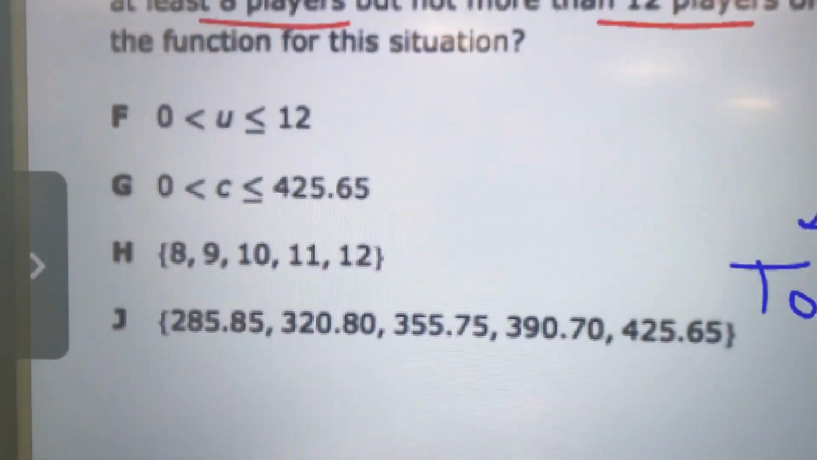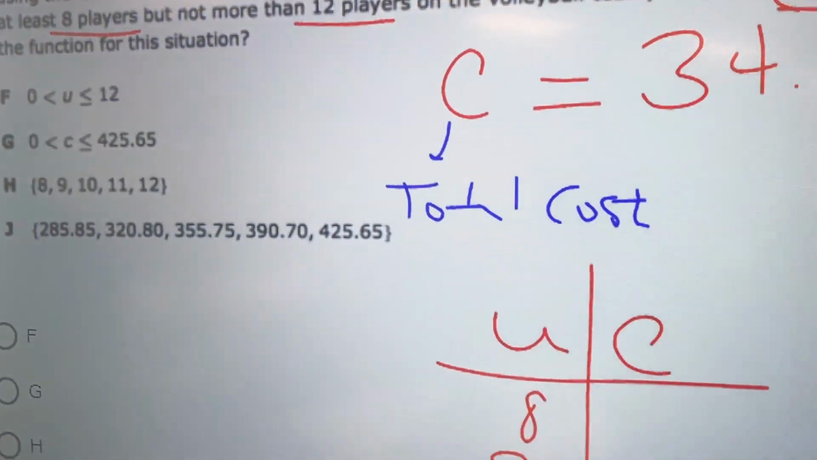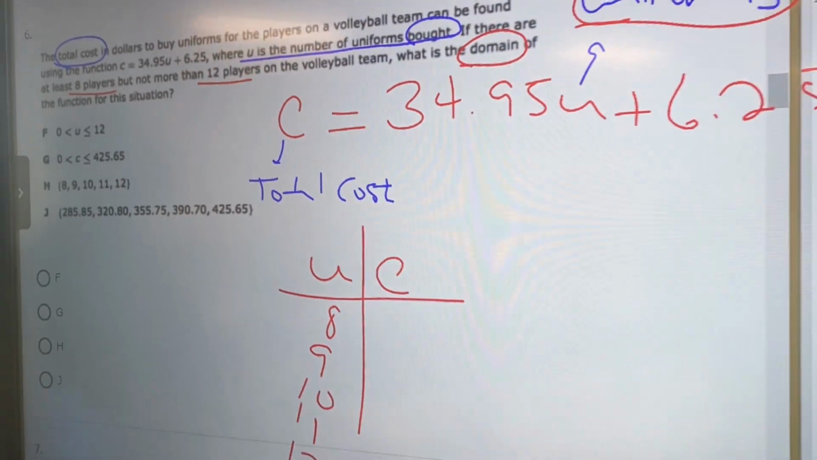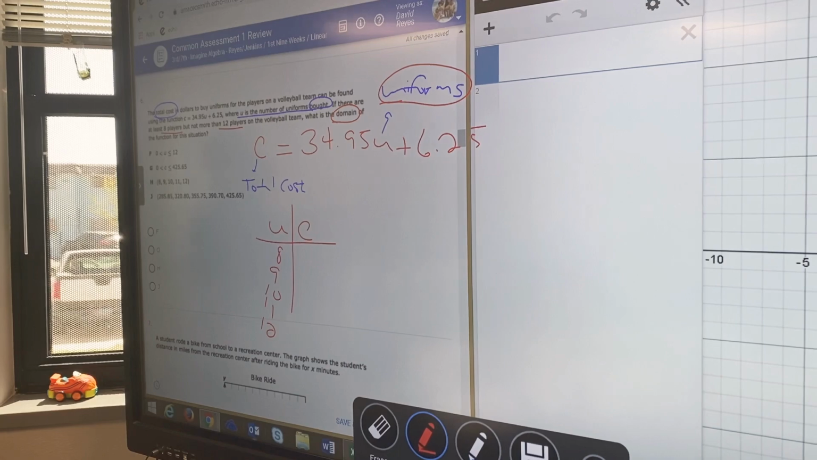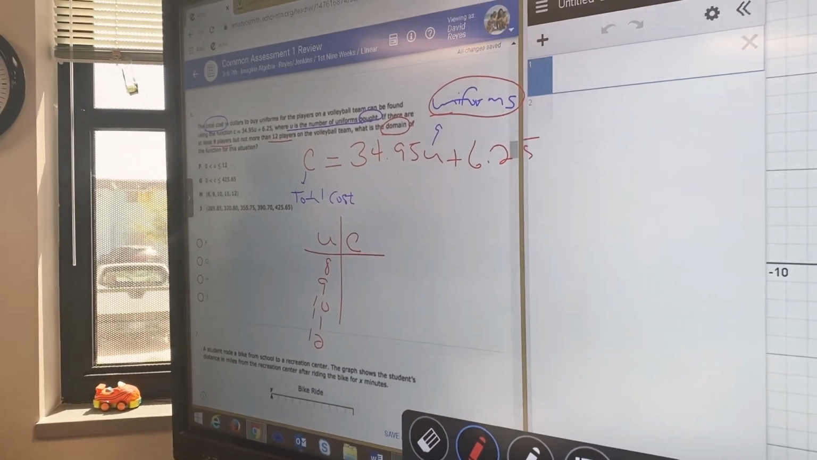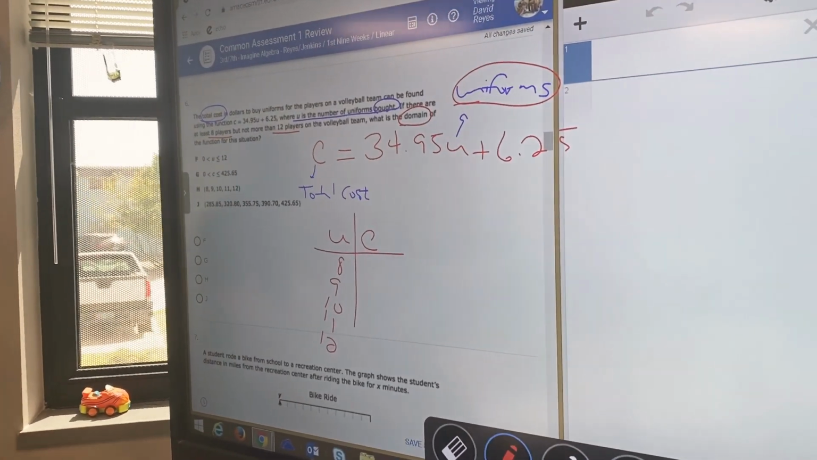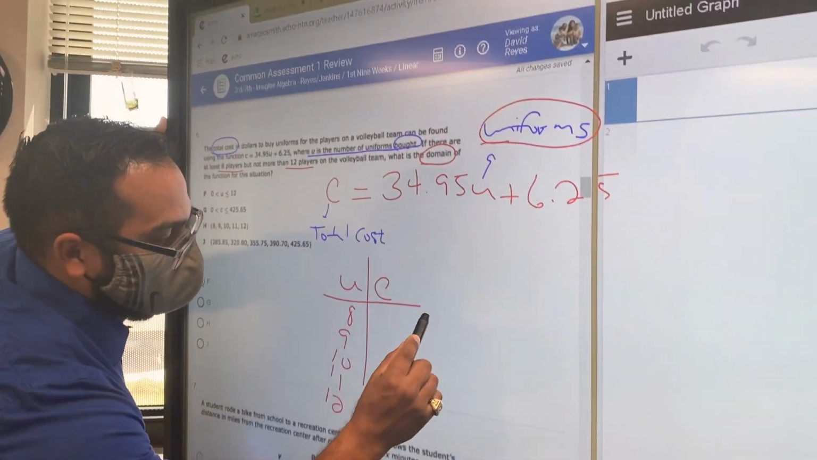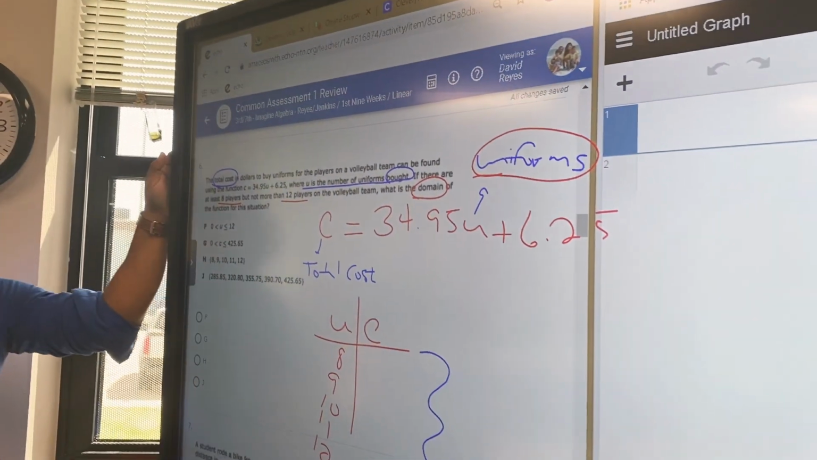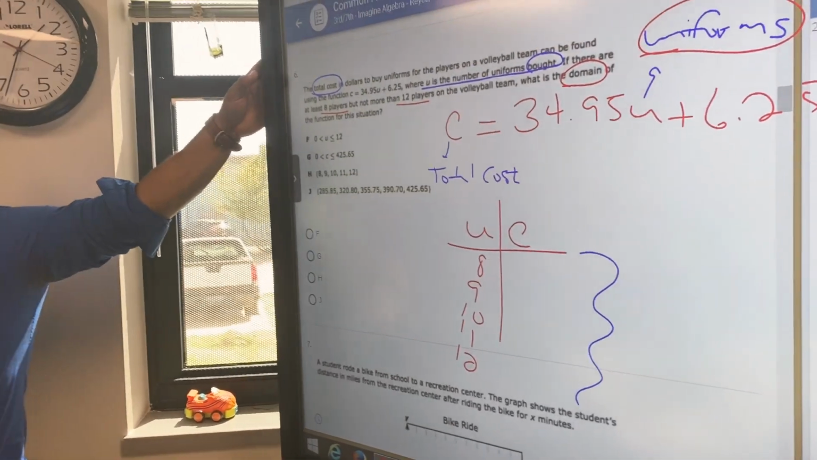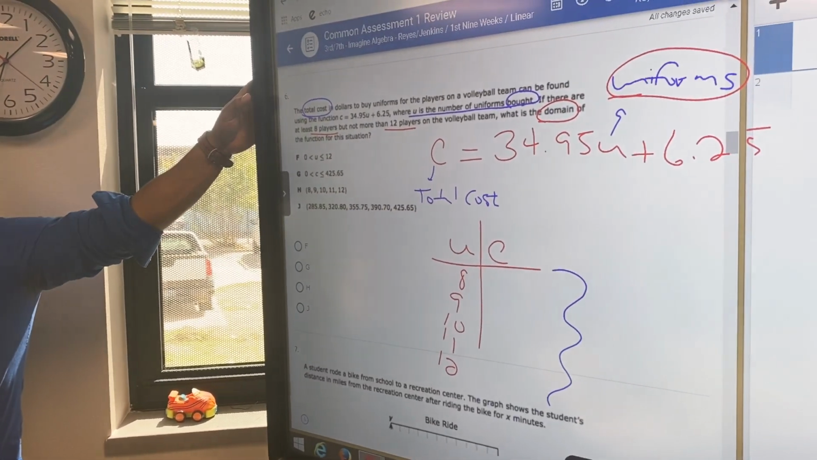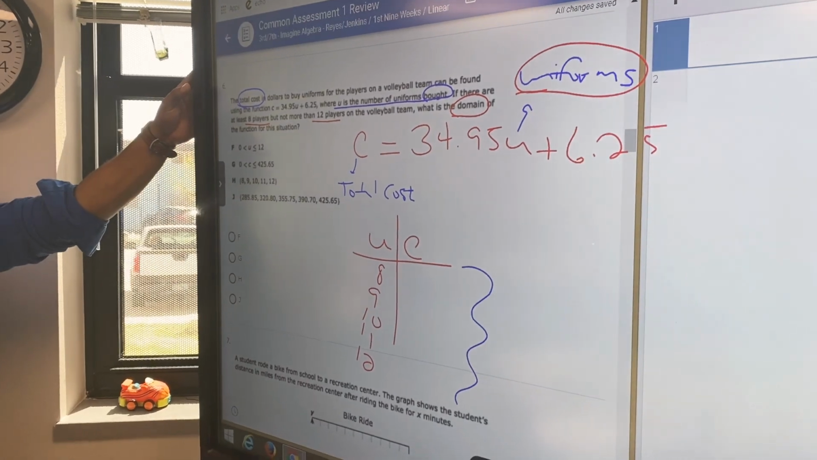Obviously, each player needs a uniform. Now, this one doesn't ask for range, but remember, we talked about it last week. What controls my range? Your domain. The domain. That X controls the Y. So how can I find these numbers right here? Multiply. Multiply what? The number of uniforms times how much they cost, right?